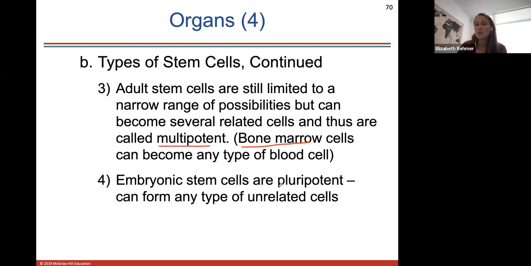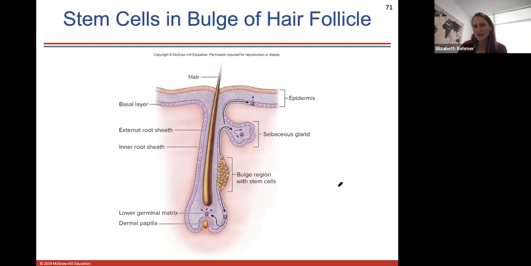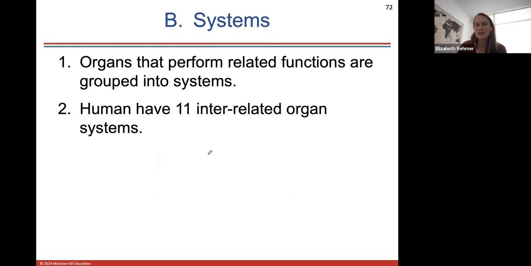Embryonic stem cells are what we call pluripotent, where they can form any type of unrelated cell. Here we have stem cells in a bulge, for example, of a hair follicle. They're found here in the lower bulge region, and they'll go on and form the cells that will eventually form the hair follicle itself.